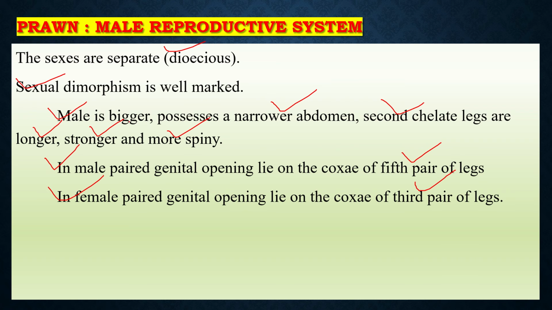That is, the male is bigger and possesses a narrower abdomen. The second cheliped legs are larger, longer, stronger, and more spiny. In the male, the paired genital opening is found on the fifth pair of walking legs. And in the female, the genital opening lies on the coxae, meaning the base of the third pair of walking legs.